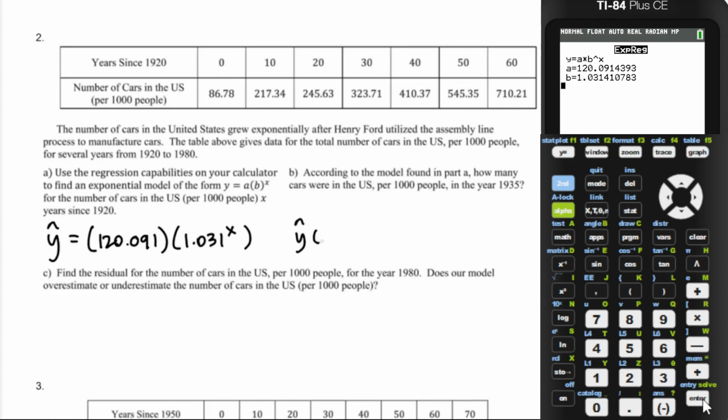To call for y1, I could do that from the F4 menu, or I could do it from variables. I'll do that definitely on this video at some point. 15, plug that in, and get 190.980 or 979. 190.980.